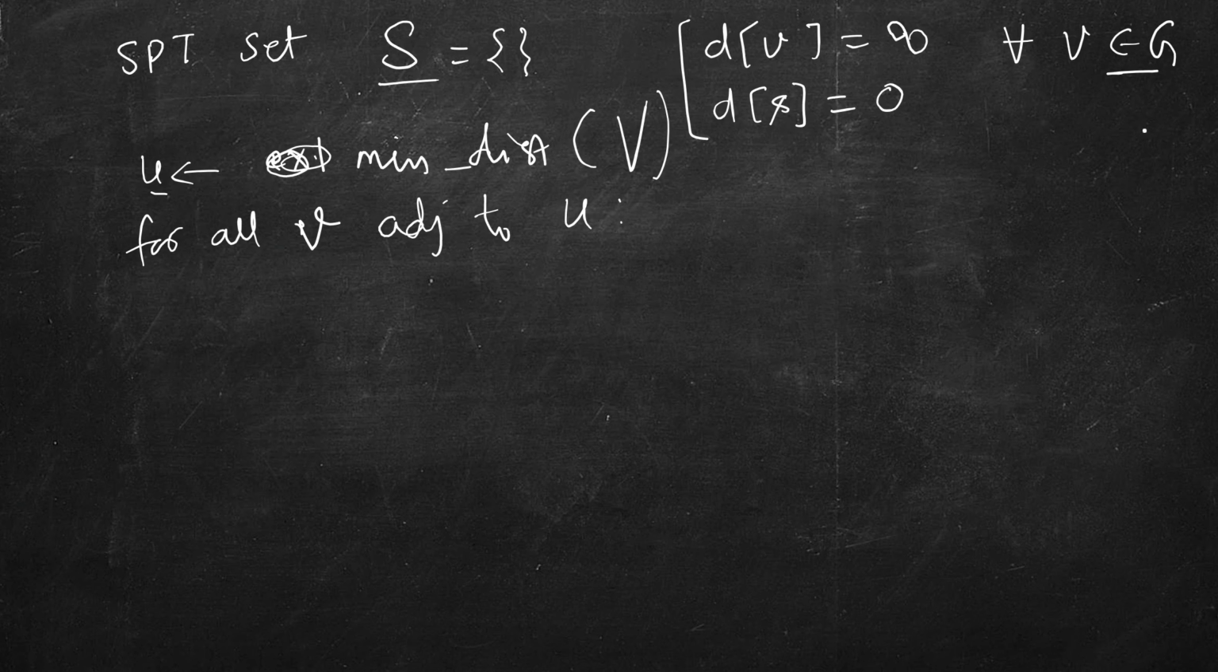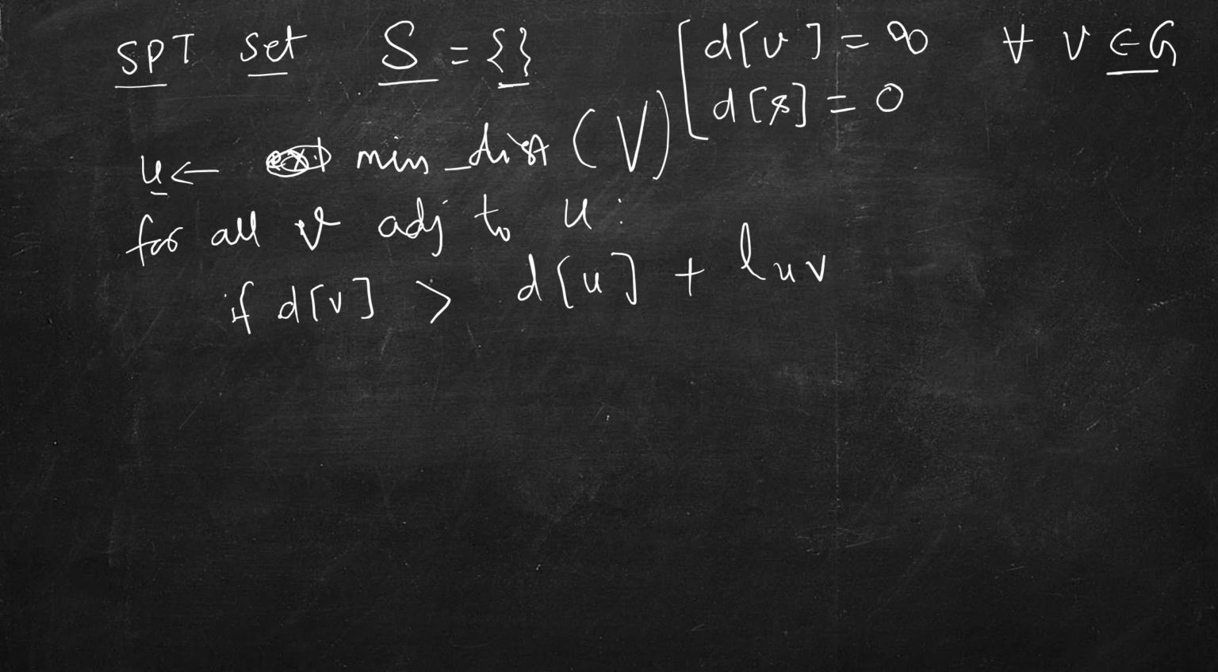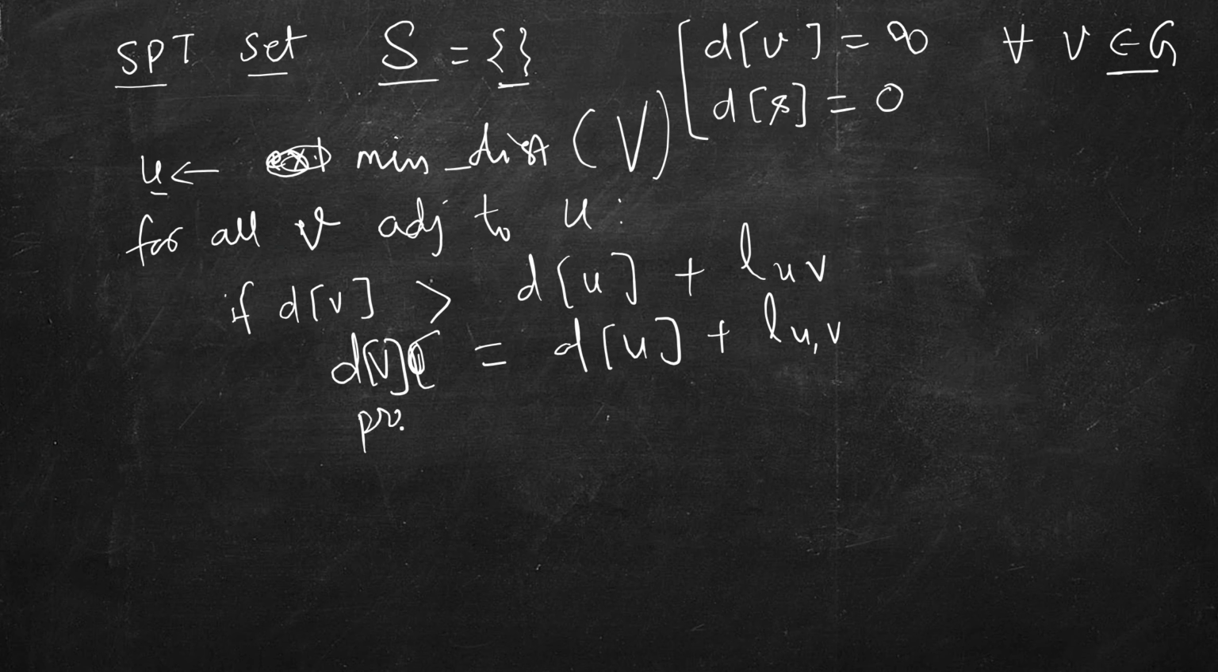It's that instead of putting everything in priority queue, we are building the shortest path tree set one by one, starting from empty set. So we will again check if d of v is more than d of u plus LUV, then d of v will be equal to d of u plus LUV, and you can also store the previous here, previous v equal to u. And again the levels are updated, distance level.